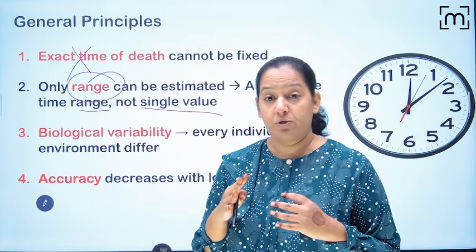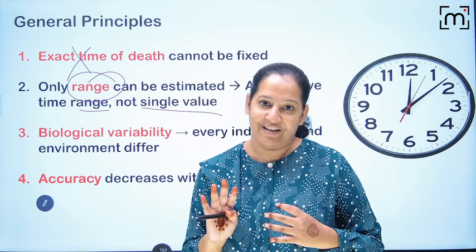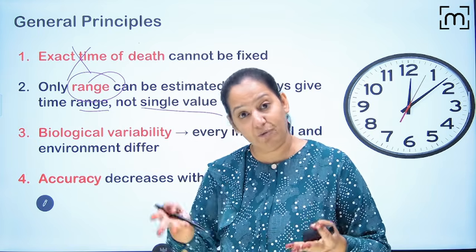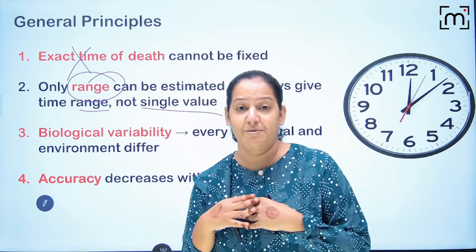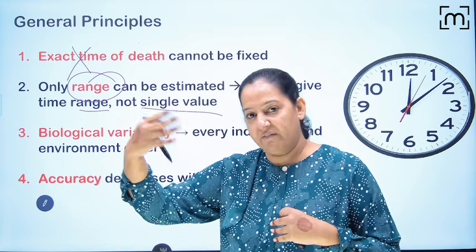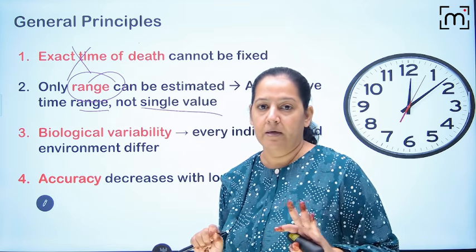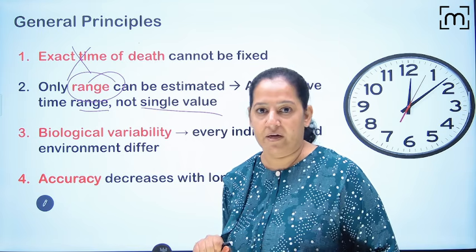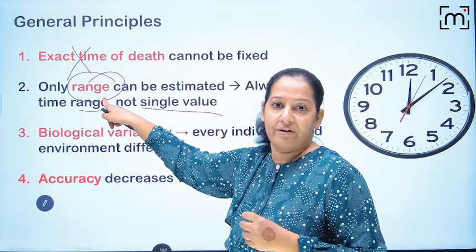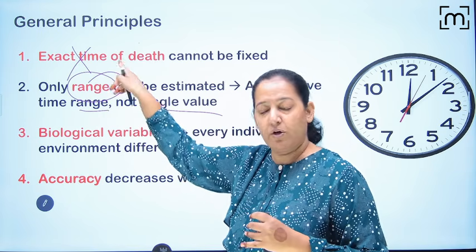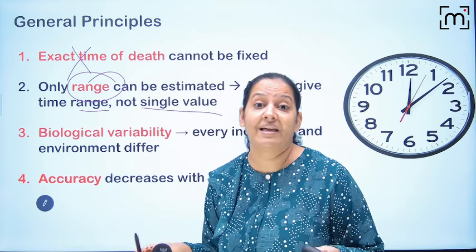So save your skin first. Save your skin first. Being a forensic expert, you have to save yourself first. Suppose I'm a forensic expert, first I will save myself. Then I will try to save others or give the punishment to the murderer, whatever. But first, I will always give the range. I will not give the exact time because based on all 12 parameters, I cannot tell the exact time of death.